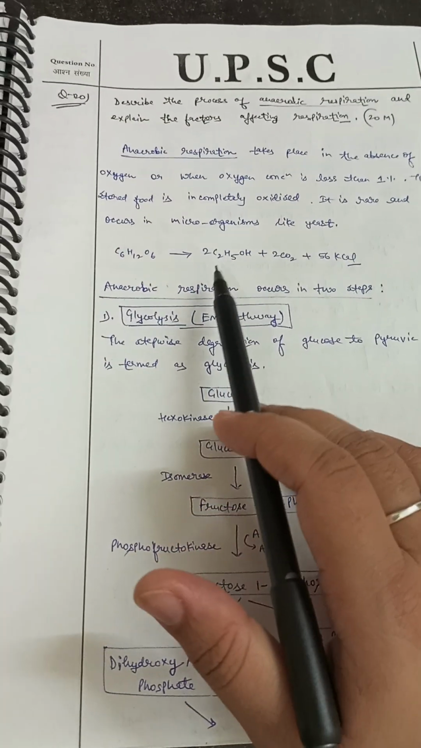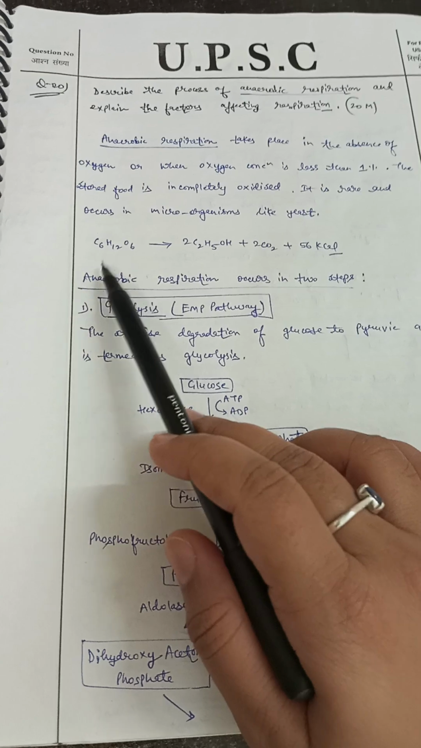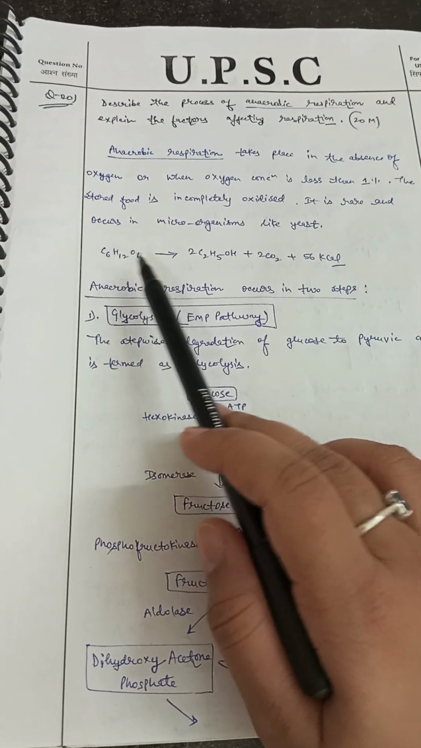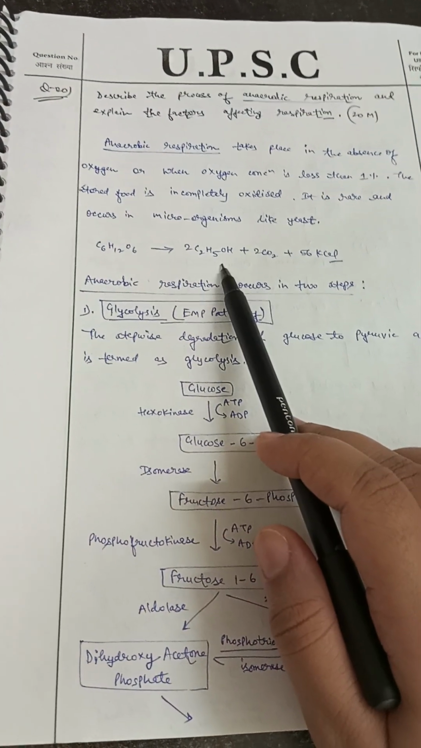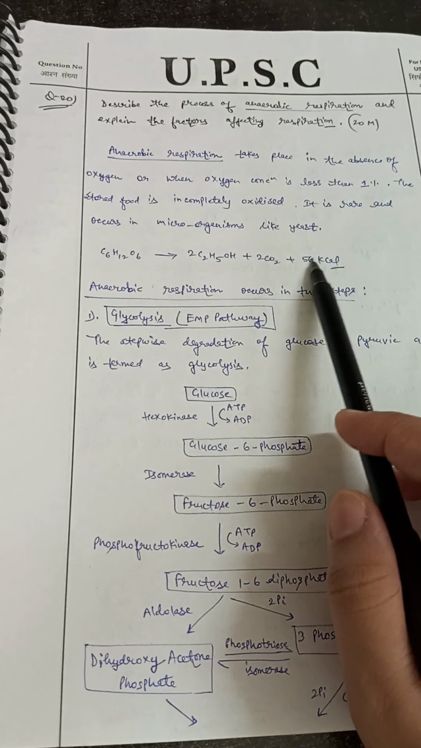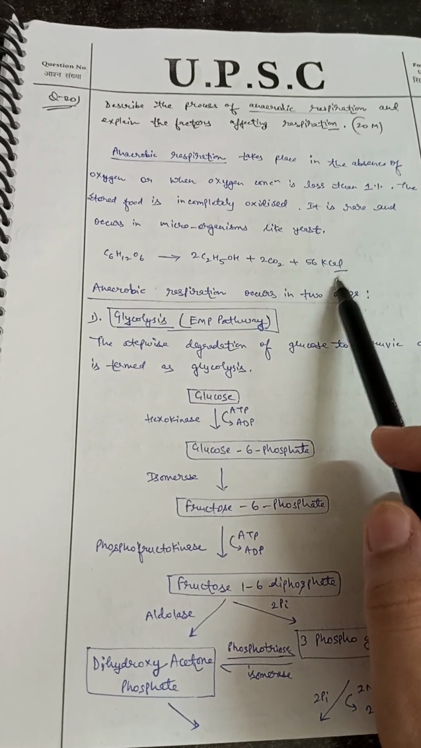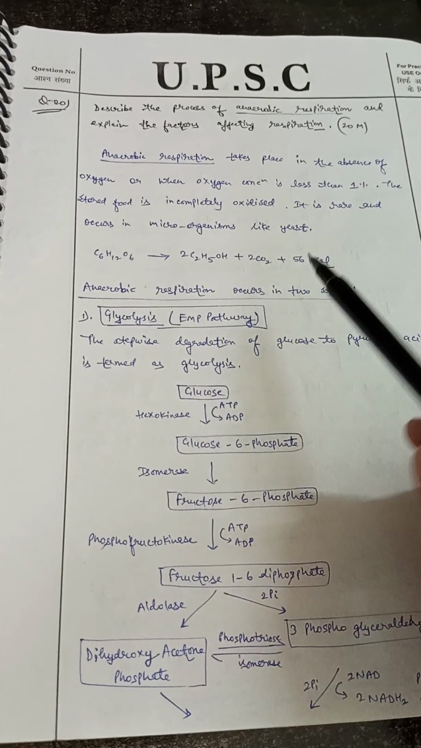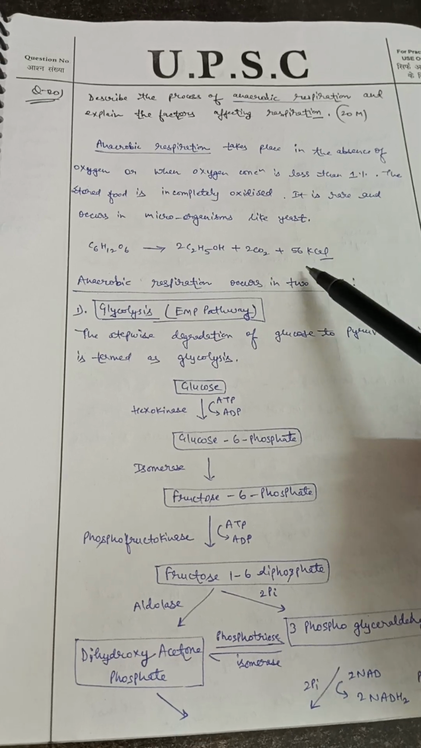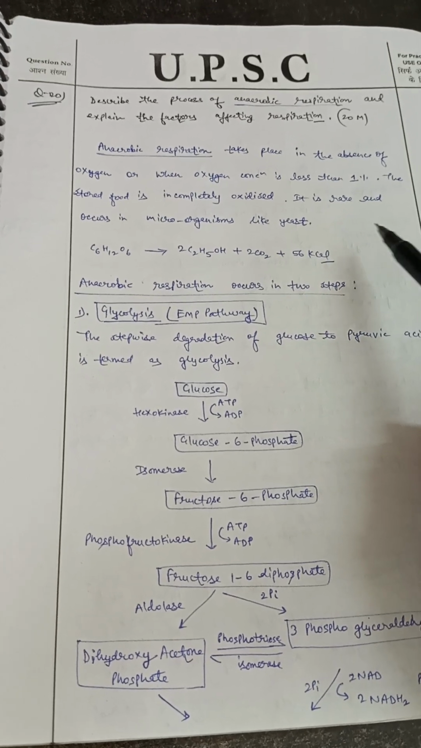Now this is the reaction for anaerobic respiration. Here, this is the glucose molecule C6H12O6 and it is converted into ethanol plus CO2, and here 56 kilocalories is produced, which is a very small amount of energy, while in case of aerobic respiration 686 kilocalories are produced.